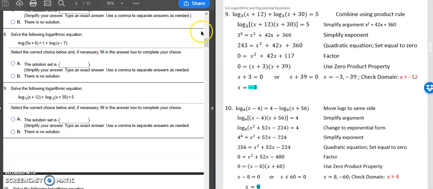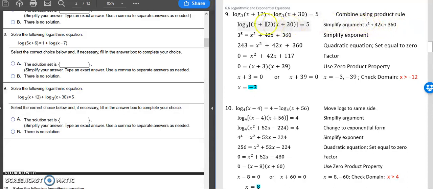For number 9, now we start out with the logs on the same side of the equation this time. So first we're going to combine using the product rule. So we need to now combine this addition and change that to multiplication between the arguments. So we can now distribute or FOIL this argument out. So we'll end up with x squared plus 42x plus 360 once we simplify everything.